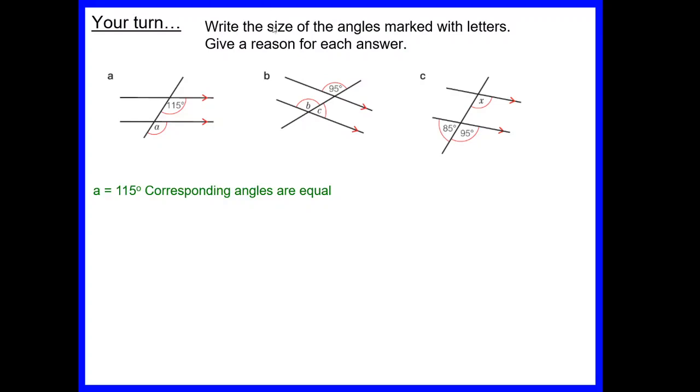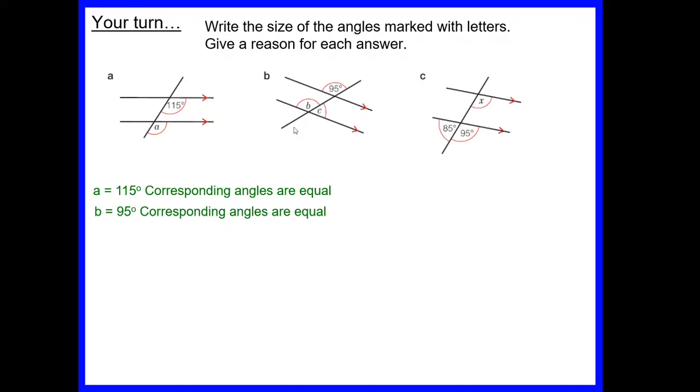For the next one, for B, again, 95 and B are on that same side of the line, and they are both obtuse angles, so must be the same size. So B, 95 degrees, corresponding angles are equal.